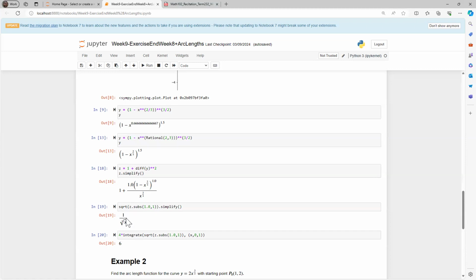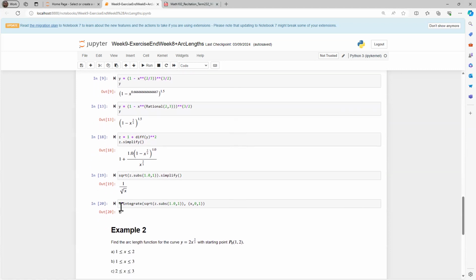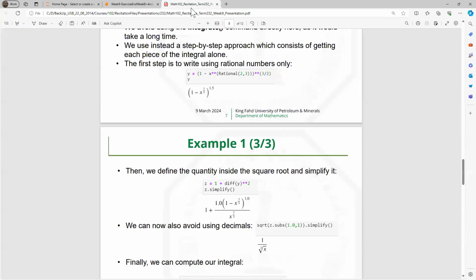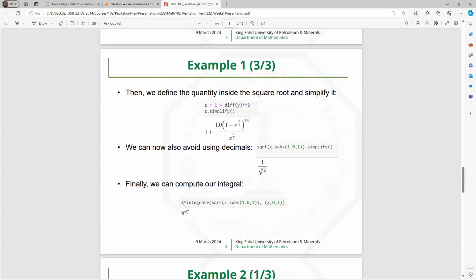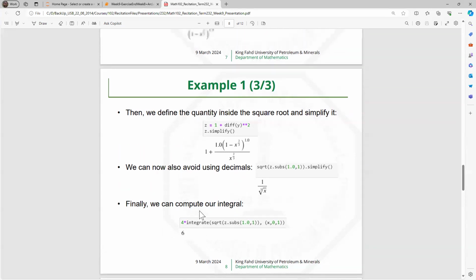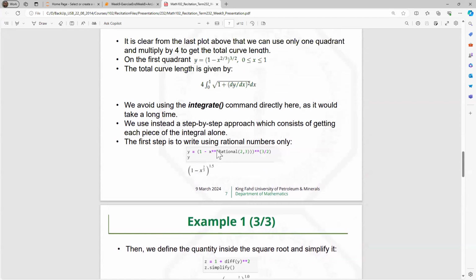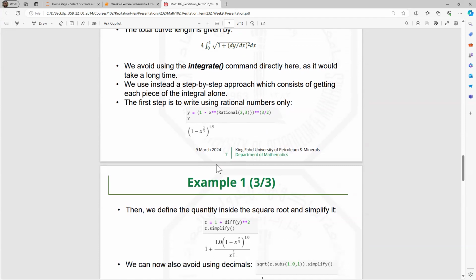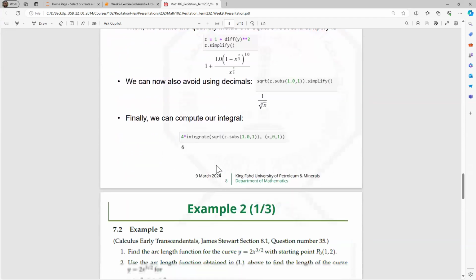So we get a simpler form for z, which is 1 over the cubic root of x. And here we go. We are ready to integrate. So the volume we get would be 4 times the solution by the integrate command. The integrate command will give us a very simple result. So the volume would be 4 times the integral of the square root of z, when you substitute 1.0 by 1, with x between 0 and 1, and you get a volume of 6. Okay? So remember, the main step here was to decompose the integrand into pieces using the rational command. Otherwise, it would take too long to integrate.